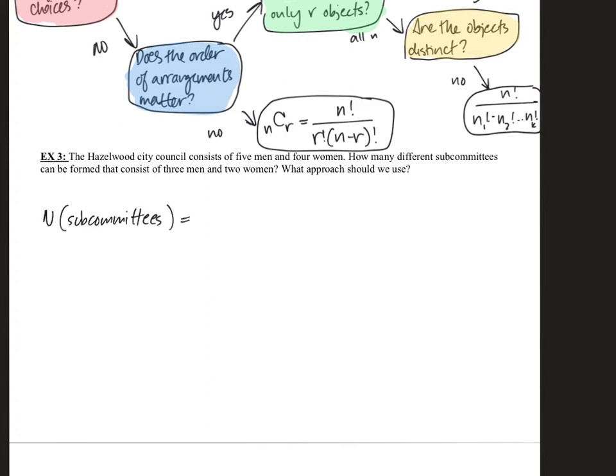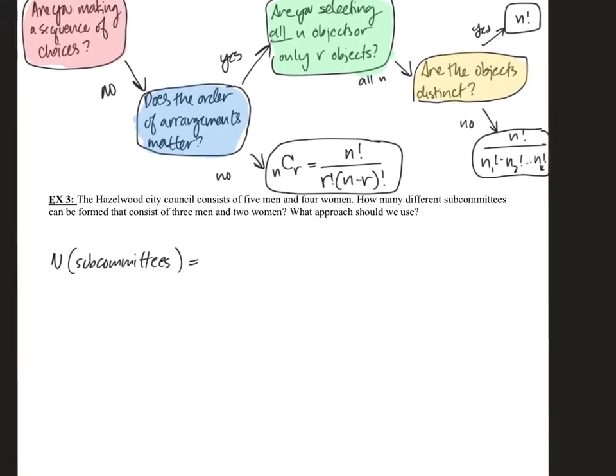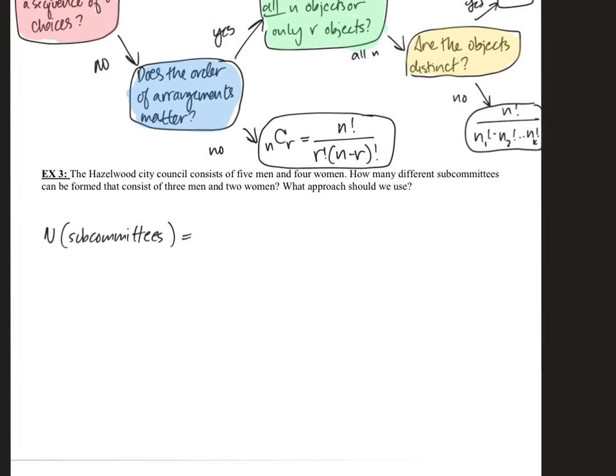Which is going to be, let's see, what objects are we doing? We're talking about selecting men and women. So the number of ways to pick 3 men, times that by the number of ways to pick 2 women.